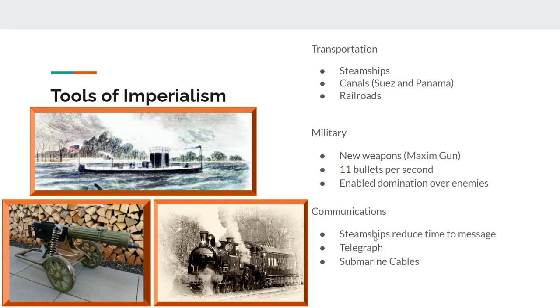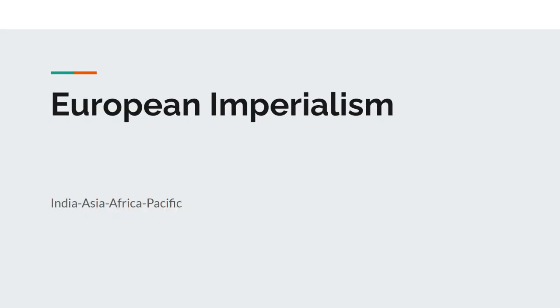Communications. Steamships reduced the time it took for messages to arrive, and then the telegraph was invented. The telegraph was a wire that you could send little messages through, like Morse code, and eventually there would be submarine cables that would go through the water.